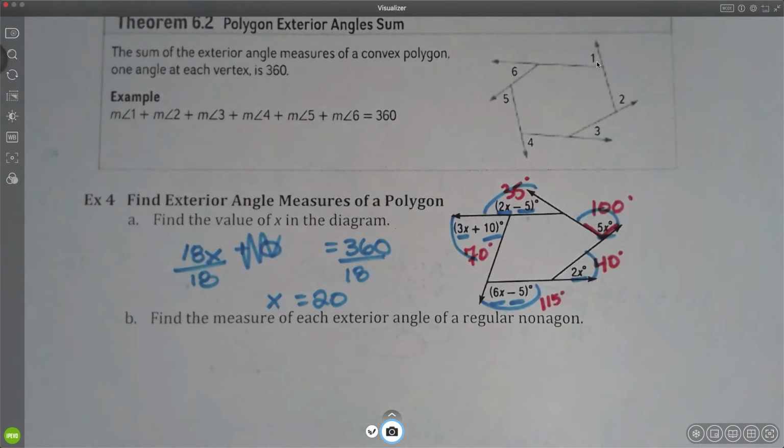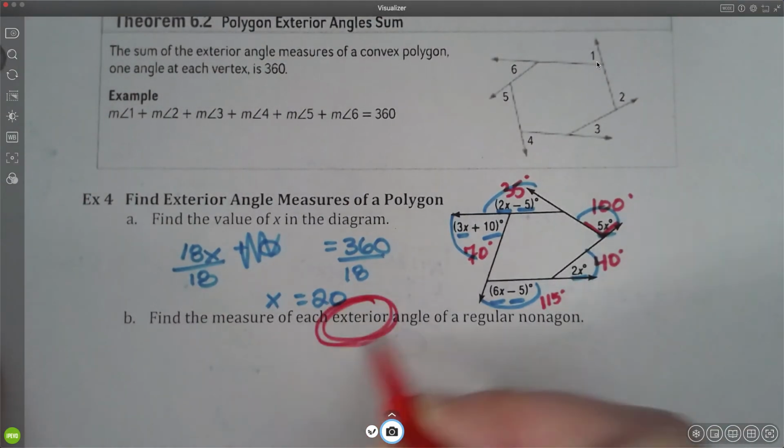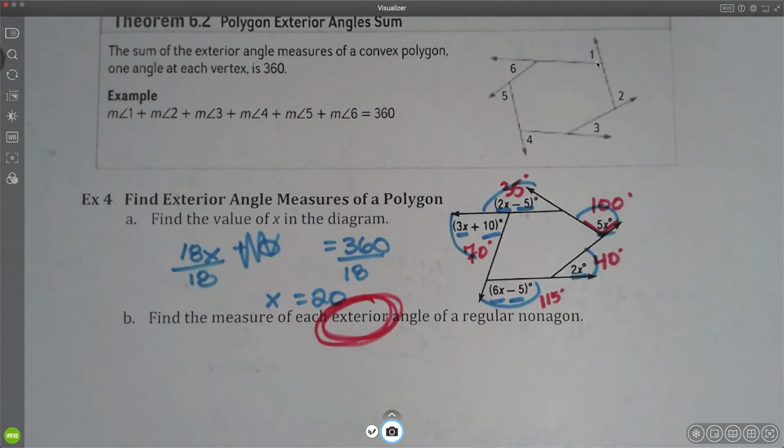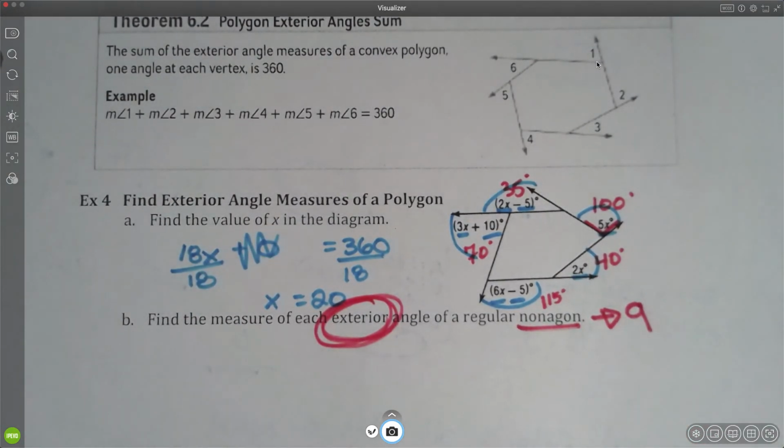Is this regular or irregular? Irregular. Obviously irregular. They're all different, right? Okay? Now, find the measure of each exterior. This is what I want you to make sure you do. On your homework assignment, they will go from interior to exterior. There's different rules for each one. So we're doing just the outside ones of a regular nonagon. What does nonagon mean? Not no sides. Nine sides.